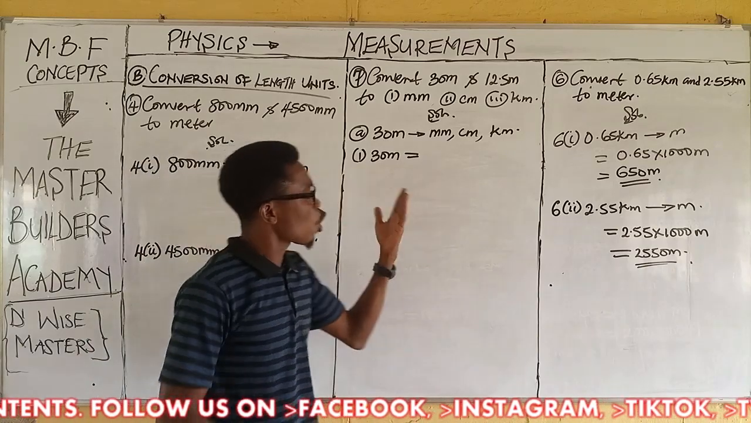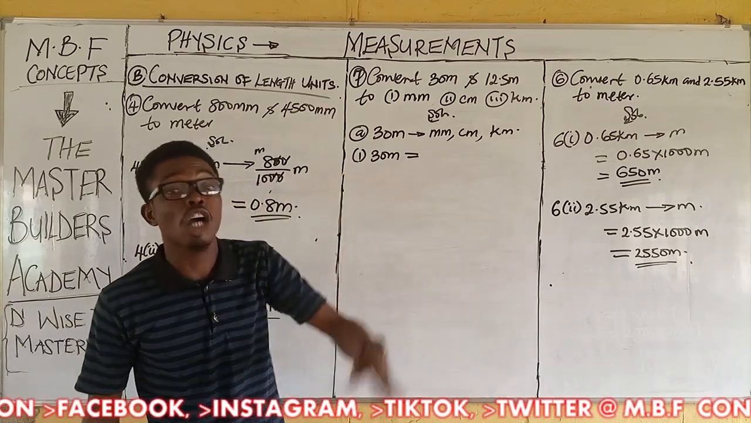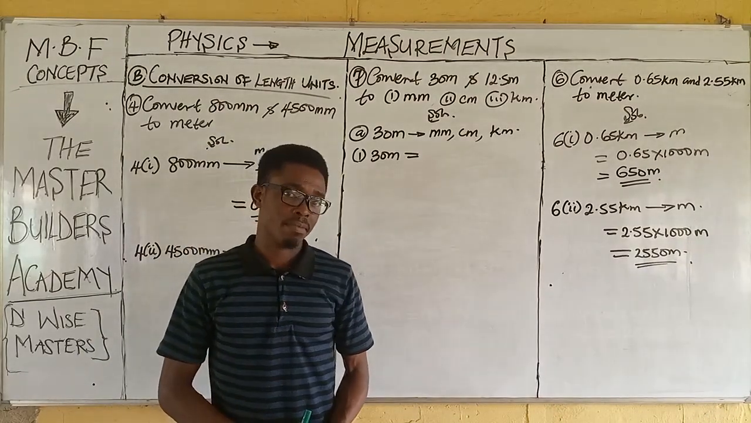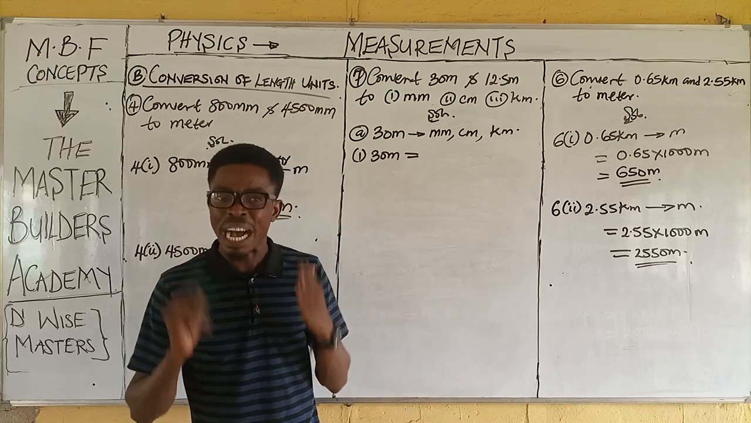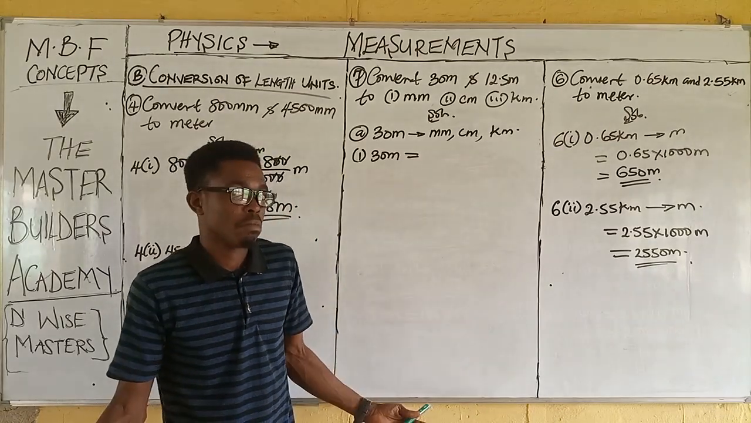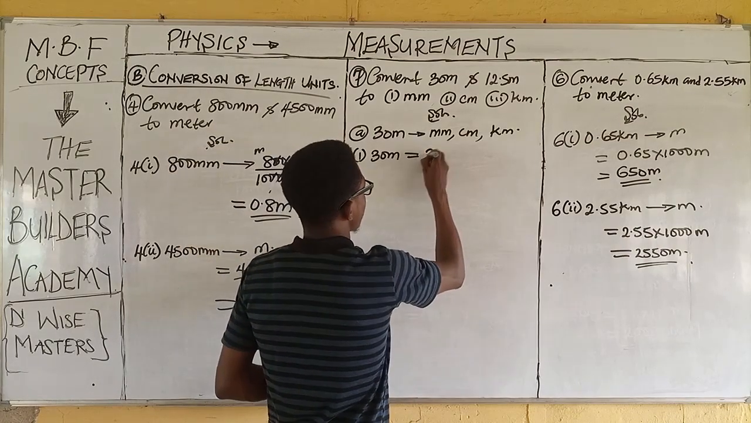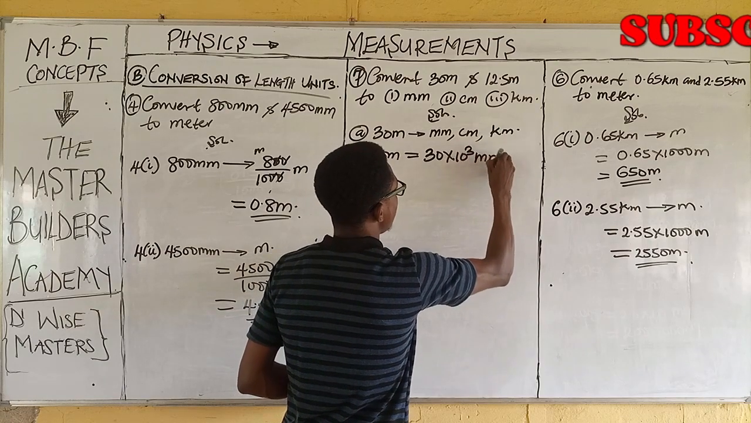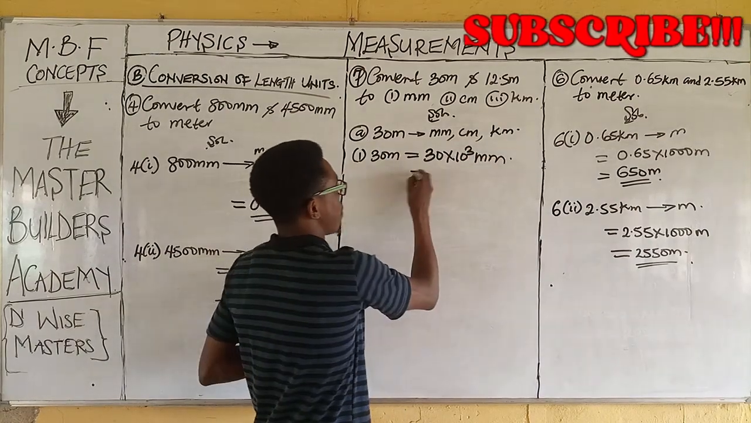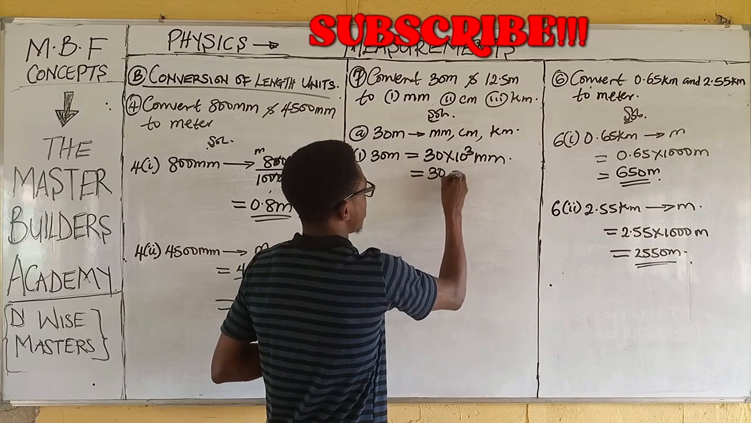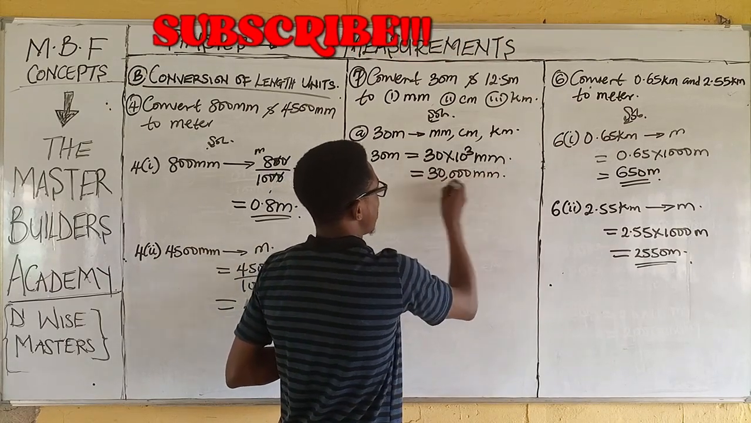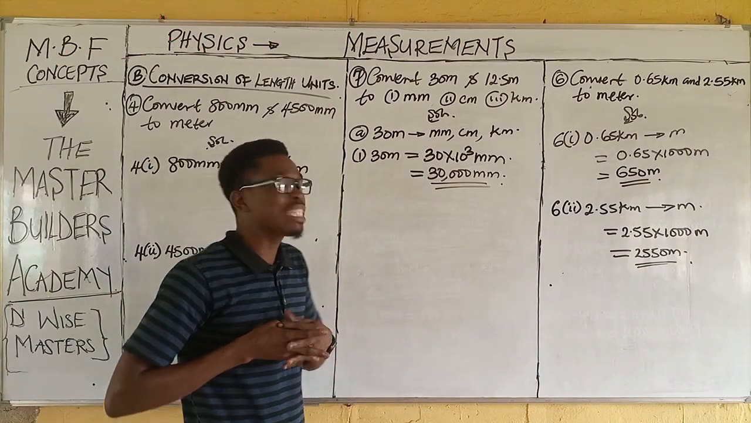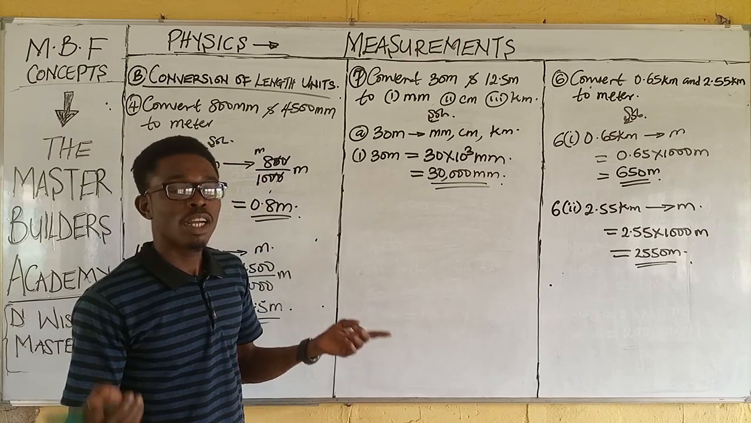So, guys, to convert from meter to millimeter, all you simply do is to multiply the given value by 1000, which is equivalent to what? 10 raised to the power of 3. Okay? So, this is equivalent to what? 30 times 1000, 10 raised to the power of 3. Now, in millimeter, you can leave your answer in standard form. Then, if I multiply this out, this will have given us 30,000 millimeters. That means 30 meters is equivalent to what? 30,000 millimeters. It's as simple as it.